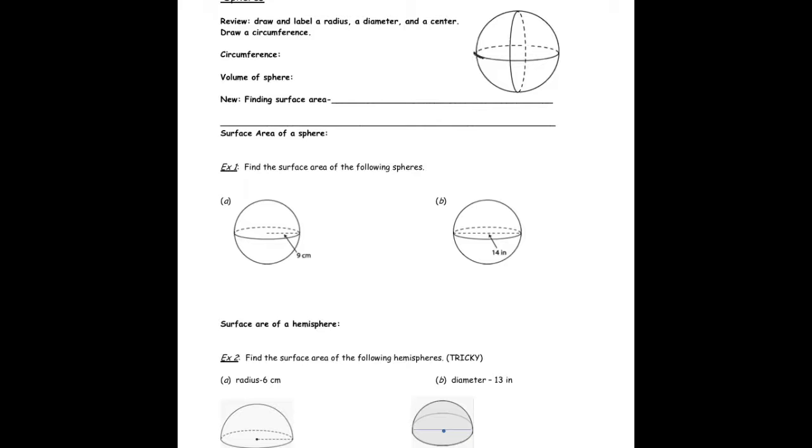If I were to draw a circumference on this circle, or the sphere, circumference is all the way around. So I'm going to call that C. I remember that the formula for circumference is pi times diameter, or C equals 2 times pi times the radius. The volume of a sphere we worked with yesterday, 4/3 pi r cubed.